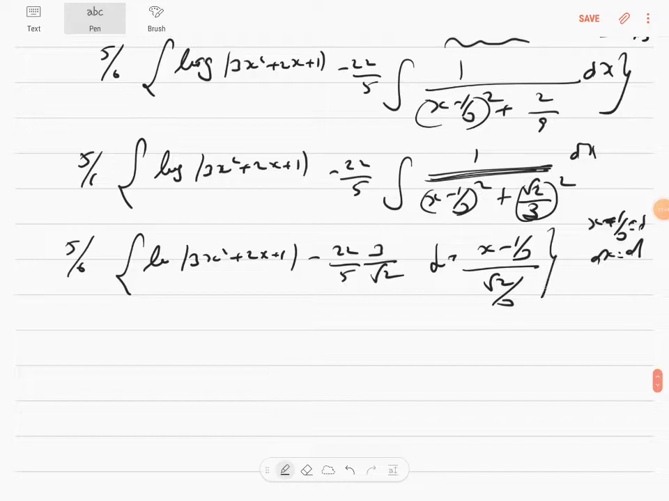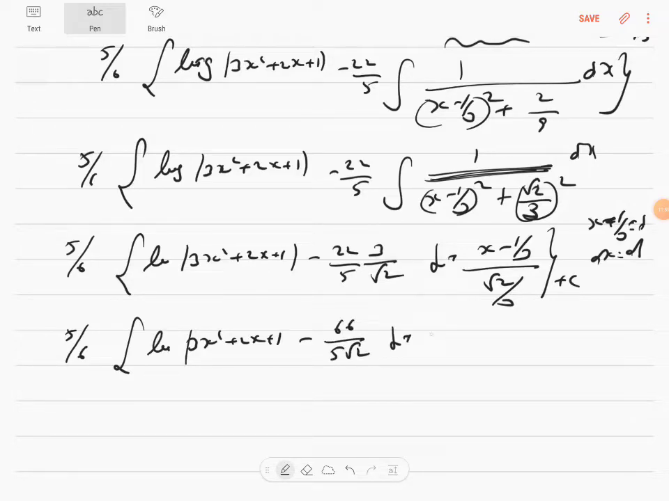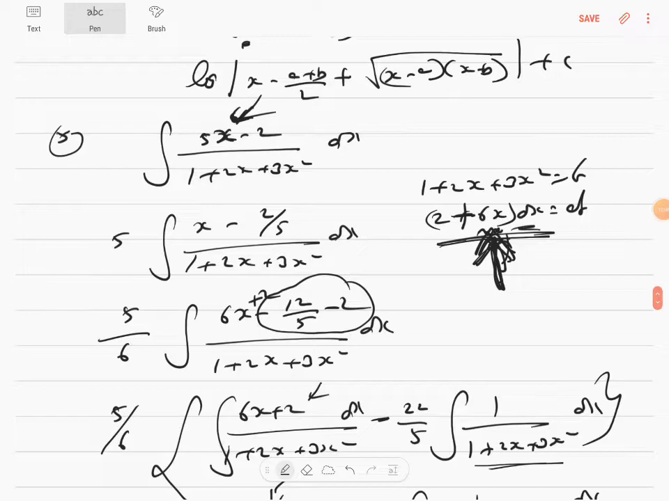So plus c. When you solve this, if you take the 5 by 6 outside, it will be 5 by 6 log of 3x square plus 2x plus 1 minus 66 by 5 root 2 into tan inverse of, 3 will get cancelled, 3x minus 1 by root 2, plus c is what I can think of as the answer for the sum, which is the 18th sum of the textbook.